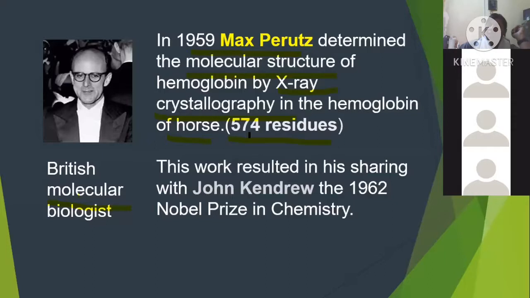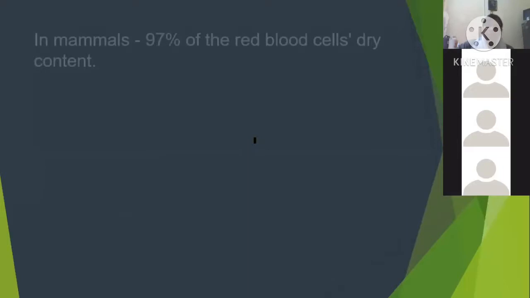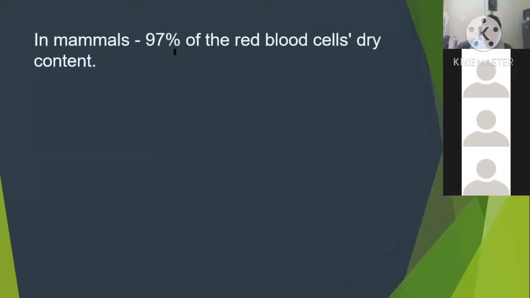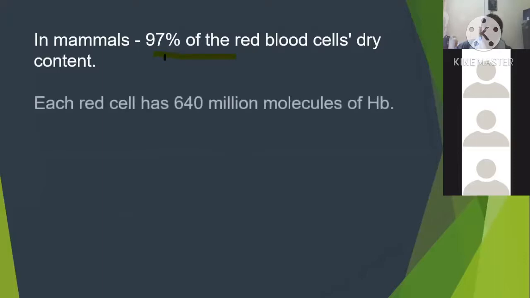It contains 574 residues. Because vertebrate hemoglobins are all similar in structure and function, the same thing we can continue here. Residues refer to amino acids, so the hemoglobin consists of 574 amino acid residues, and for this of course he was awarded the Nobel Prize also. In mammals, 97% of the RBC's dry content is this hemoglobin protein. Around 97% of the protein present in the RBC is nothing but hemoglobin.